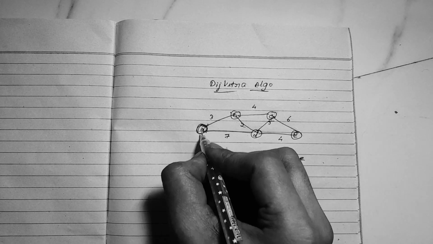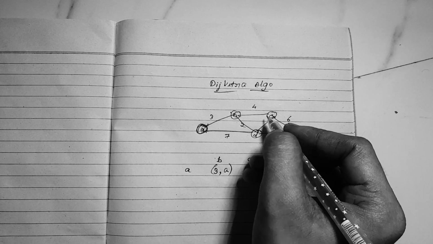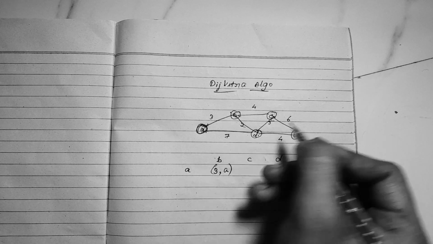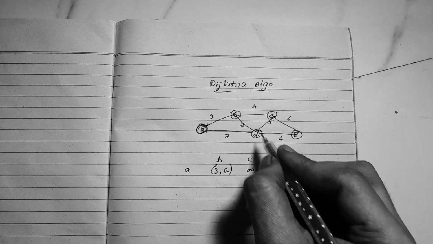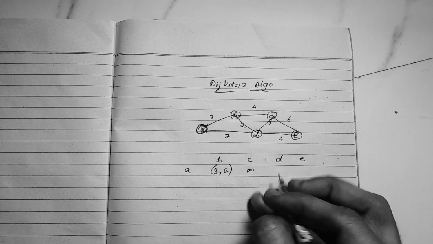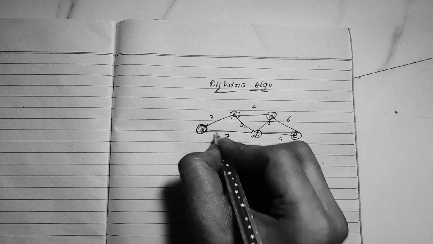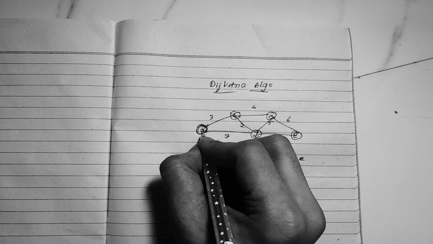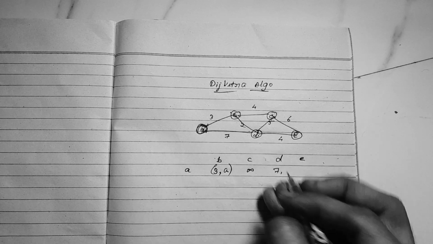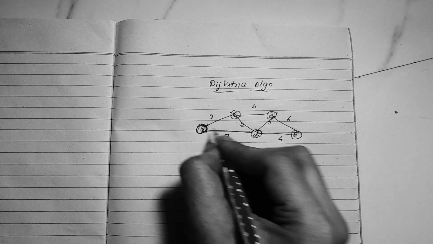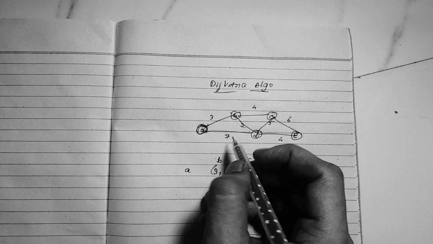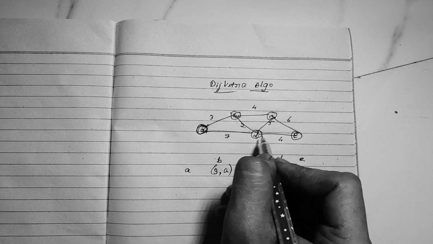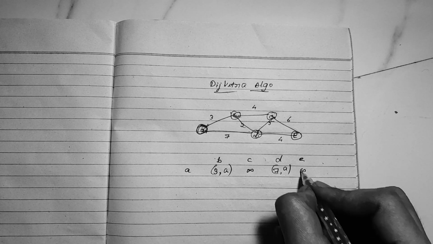Now A to C we can't connect directly, there is an intermediate B and D, so we will write it as infinity. And here D, which is of distance 7, and the predecessor of D is A. A is connected to D, so I will write it as A here, which is of distance 7. And A to E we can't connect directly because there is an intermediate B, C and D, so I will write it as infinity.